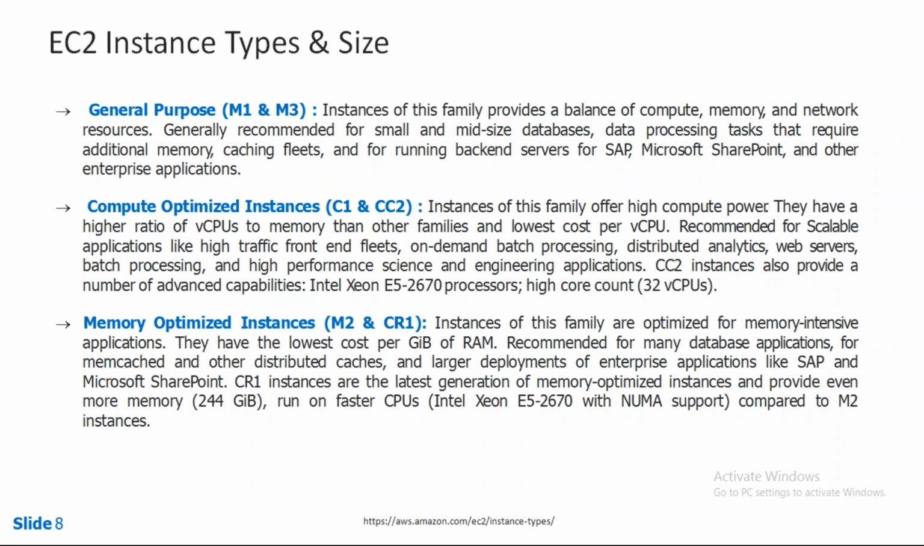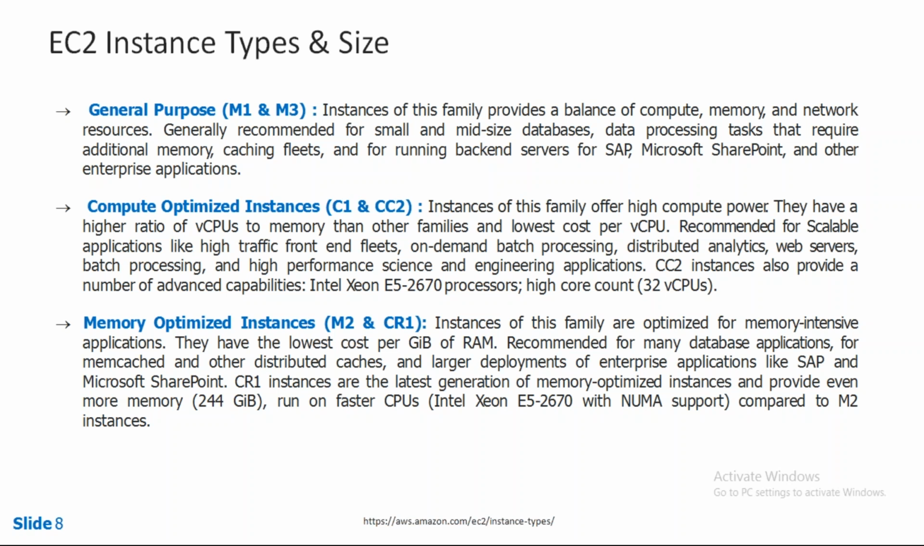Then memory optimized instances. Memory optimized is nothing but the R type. We have seen R type instances. Instances of this family are optimized for memory intensive applications. They have the lowest cost per gigabyte of RAM, recommended for many database applications, memcached and other distributed caches, and large deployments of enterprise applications like SAP and Microsoft SharePoint.